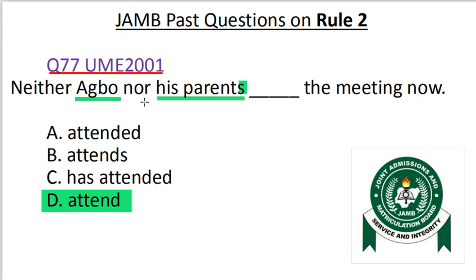Now let's look at option A. Option A could have been correct if there were no adverb of time at the end of the sentence. And that adverb of time is "now." Now shows that it is present tense, not past tense. If it were in the past, attended would have been correct. In that case, there would have been no need of considering whether the subject is plural or singular. But since it's in the present tense, the correct option is option D, attend, the plural verb. Neither Agbo nor his parents attend the meeting now. So we move to the next question.